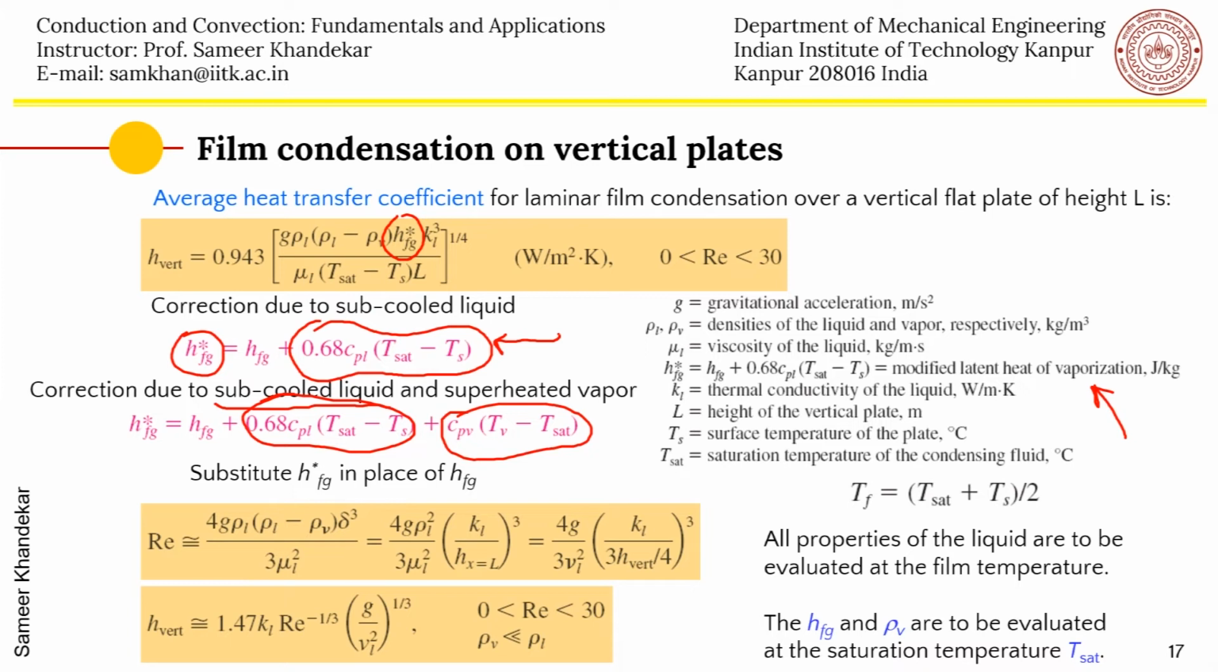Please note that since the temperature is changing, you need a reference temperature for estimation of the thermophysical properties. So all the properties of the liquid are to be evaluated at the film temperature, which is the saturation temperature plus surface temperature divided by 2. This is the average temperature at which all the thermophysical properties will have to be calculated. Only the hfg and the rho vapor are to be evaluated at saturation temperature. So this will keep the errors in the estimation to a minimum. Okay, so this is how you will calculate.